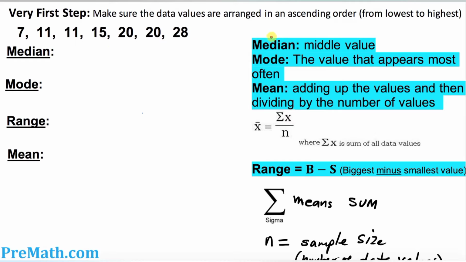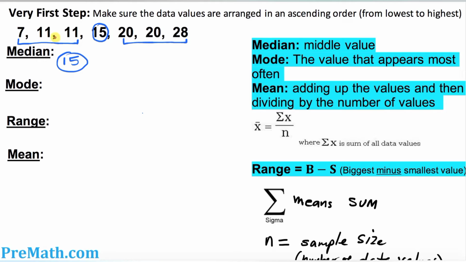Median is nothing more than just a middle number. Look at what the median is over here. Of course, obviously 15 is the median number because three values are on the left hand side and three values on the right hand side. So the median is 15.